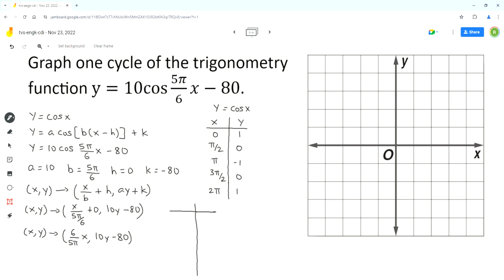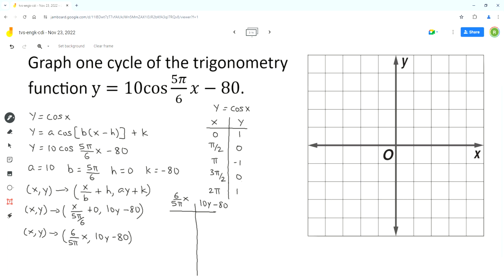The x values are based on the x coordinate rule in the mapping formula. And the y values are based on the y coordinate rule from the mapping formula. We will use the x and y values from the table of values for the parent function.